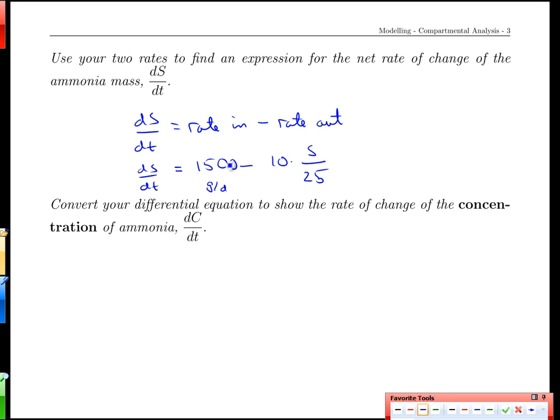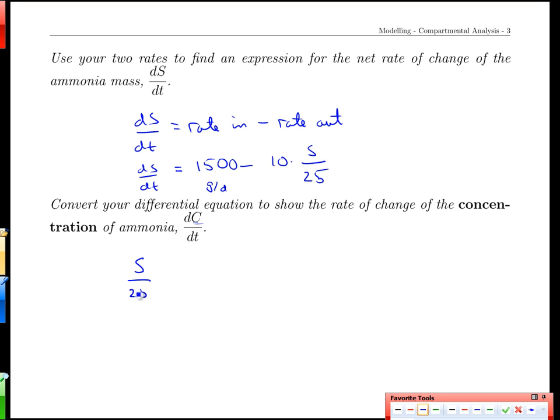Sorry, 1500. Now, that's all great, but if you actually look at chemistry, we don't usually talk about the amount of some dissolved quantity. We usually would talk about the concentration. So it behooves us to consider whether we can convert this equation about amounts into an equation about concentrations. Let's see how that plays out.